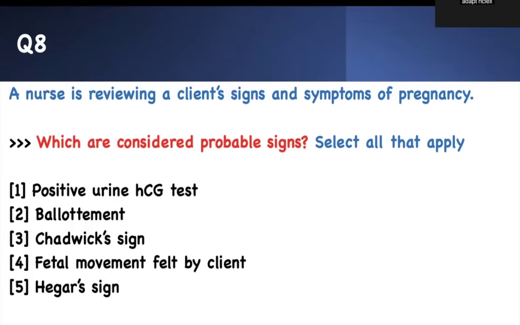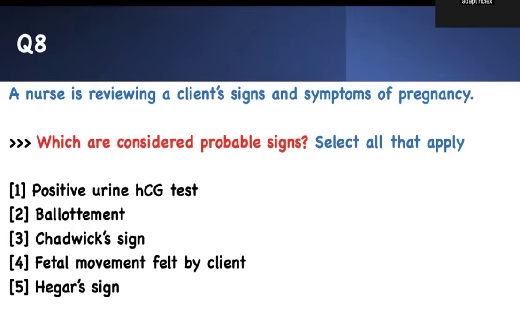If mommy is complaining about it, that is what? Presumptive. You see fetal movement felt by the client right away. Mommy is talking. Therefore, that is what? Presumptive. A positive test. We did the test. That proving probably something is there. It's a probable. Ballottement, right, baby? Up and down, but during examination, right?